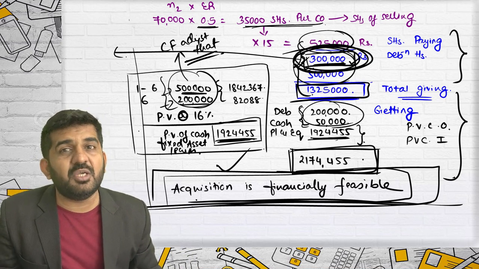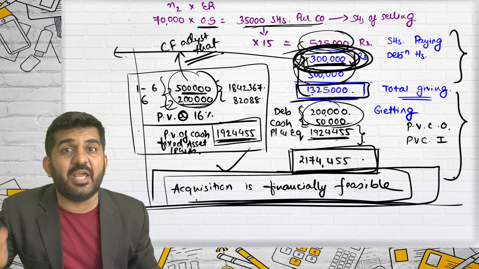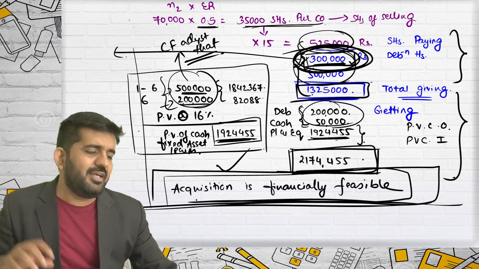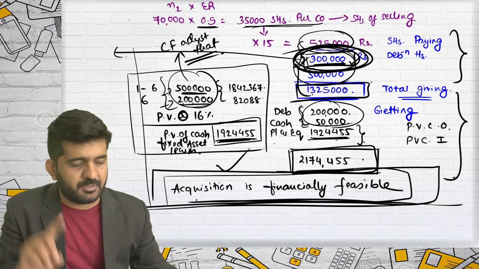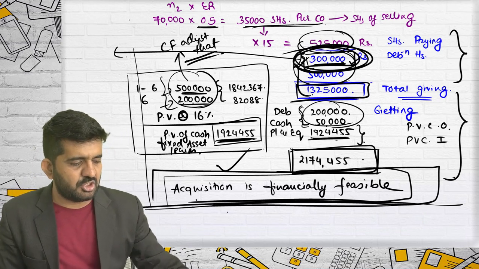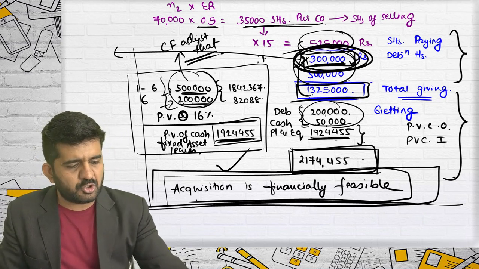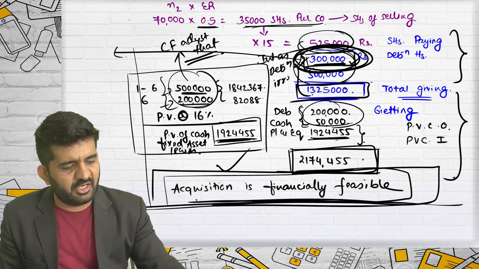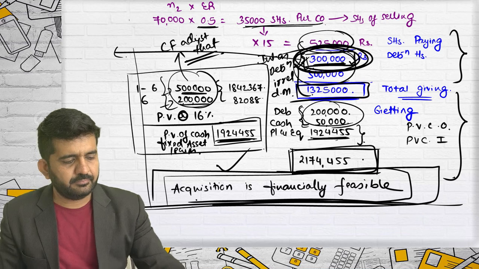If you are continuing these debentures, your 3 lakhs rupees today is saved. So your interest is saved, and that should be nullified for the purpose of decision making as far as this decision is concerned. So interest on these debentures is irrelevant for decision making. This should be the ultimate answer.